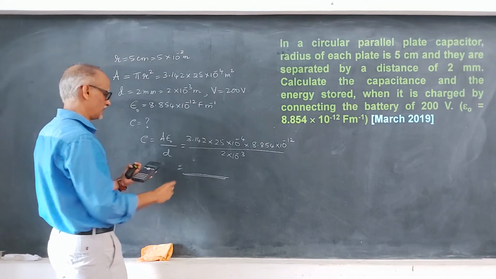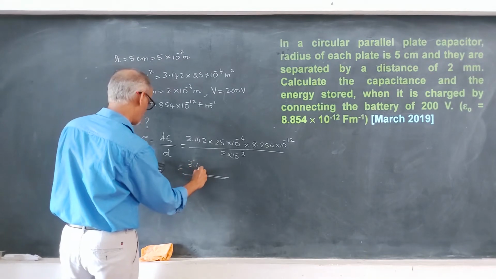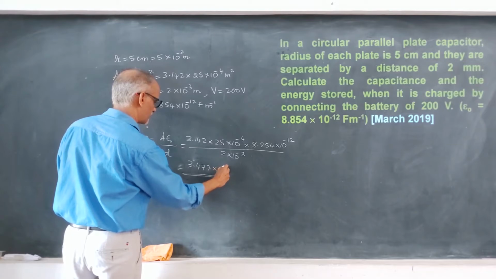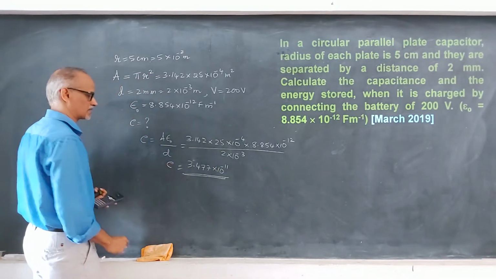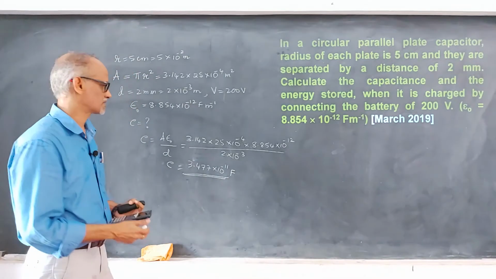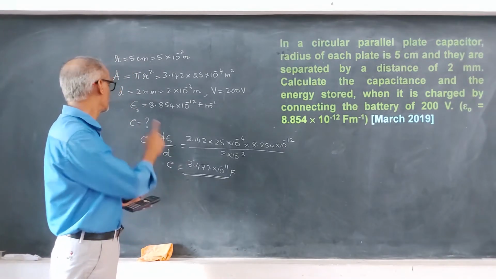Yes. Now that value comes out to be 3.477 into 10 to the power minus 11. Now that is the capacitance. What is the SI unit of capacitance? It is farad. Capital F is the symbol used for that. So we have found the capacitance.